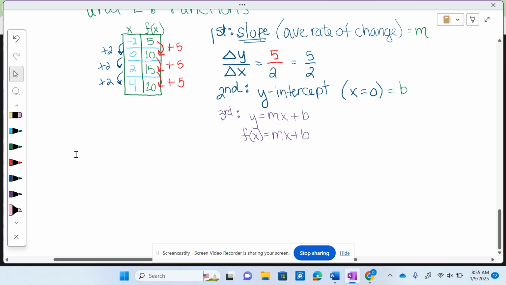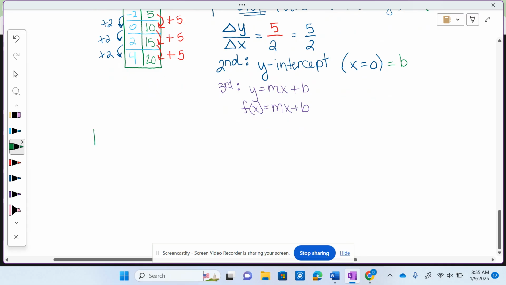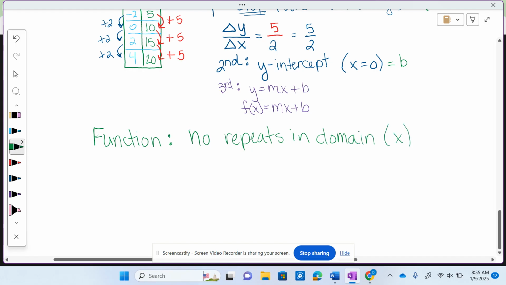So our next stipulation says, hey, what makes a function? Function rules. That's something that you need to know. So let's just talk about a function. What is a function? There are two things that really make a function. The first one is no repeats in the domain. And I'm going to put x in parentheses. No repeats in the domain.